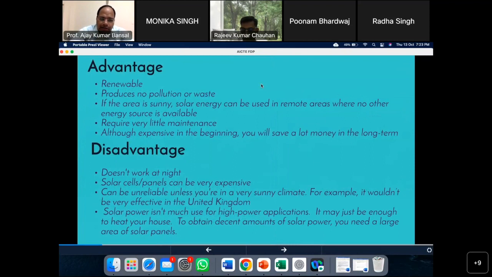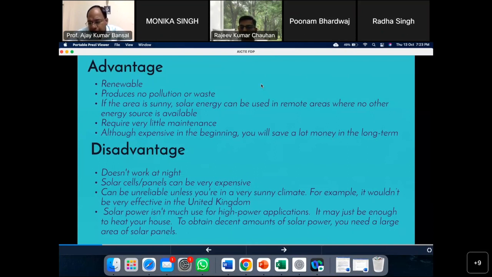The major advantages associated with solar are that it is renewable and produces no pollution or waste. If the area is sunny, solar energy can be used in remote areas where no other energy source is available. It requires very little maintenance, and although it is expensive in the beginning, we can save a lot of energy in the long term, because it reduces the energy generation cost in the long run.